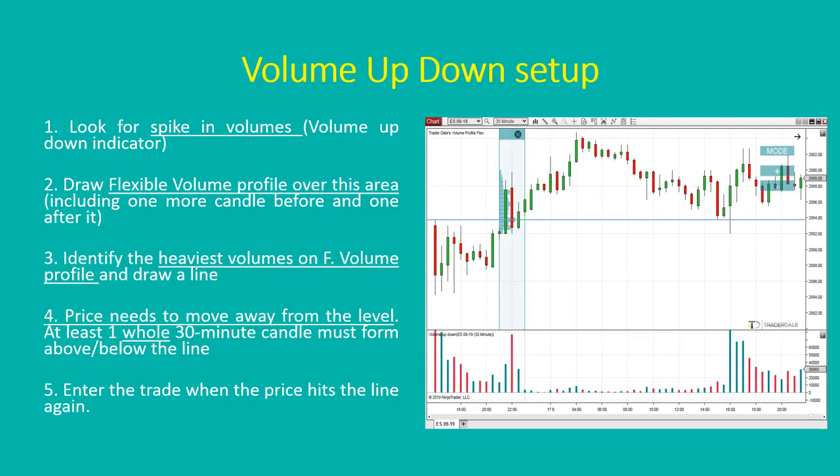So here are the steps for the trading setup. The first step is you look for a spike in volumes, and you look for the spike on the volume up-down indicator. This is the volume up-down indicator, this one. As I said, it's a built-in indicator, it's already in NinjaTrader, it's a free one. It's called volume up-down. Alright, here it is written. So, you look for a spike in volumes.